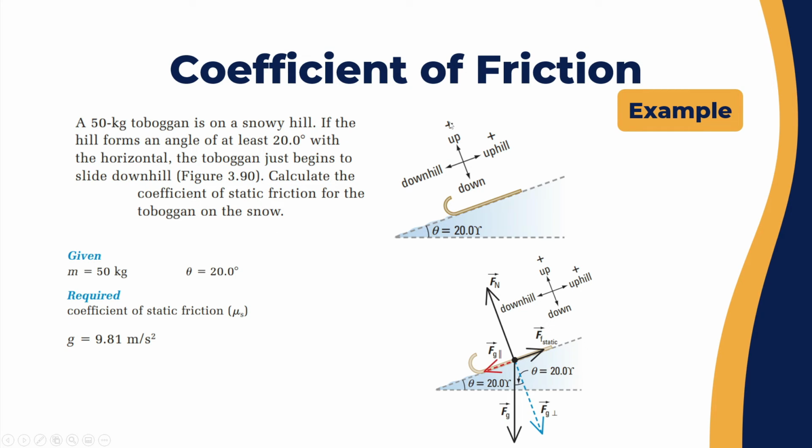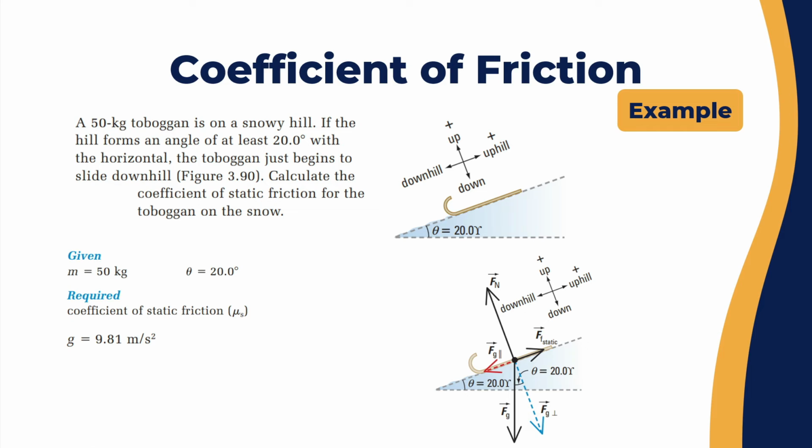You set your directional convention. Uphill and upwards are positive. Downhill and downwards are negative. What we're given: the mass equals 50 kilograms, theta is 20 degrees. What we need is the coefficient of static friction, mu s, and we're given as well g of 9.81, of course.